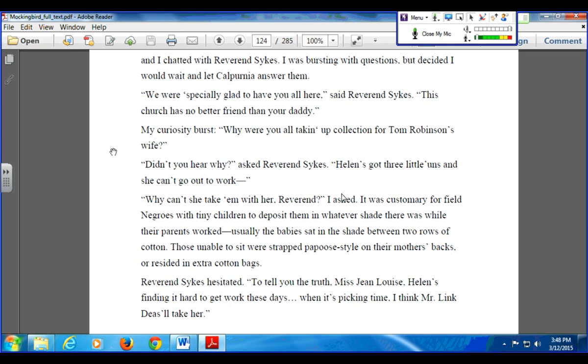What's she taking with her, Reverend? I asked. It was custom for field Negroes with tiny children to deposit them in whatever shade there was while their parents worked. Usually the babies sat in the shade between two rows of cotton. Those unable to sit were strapped papoose style to the mothers' backs, riding in extra cotton bags.